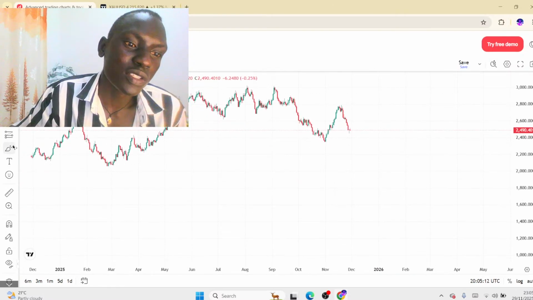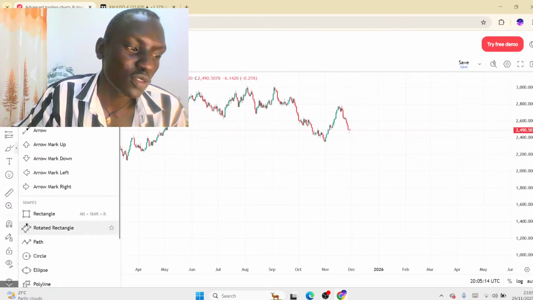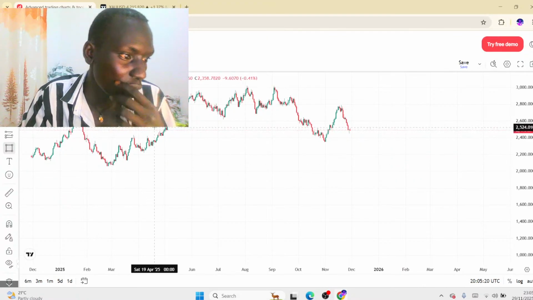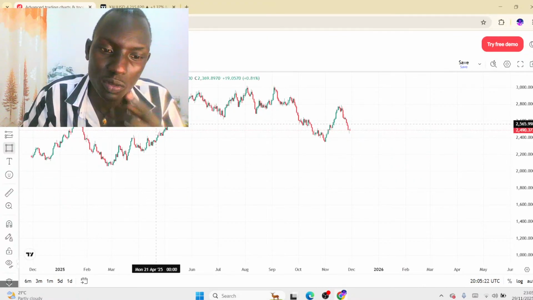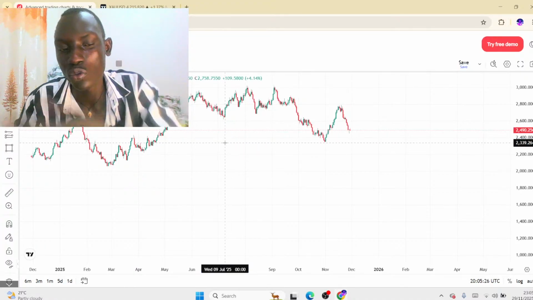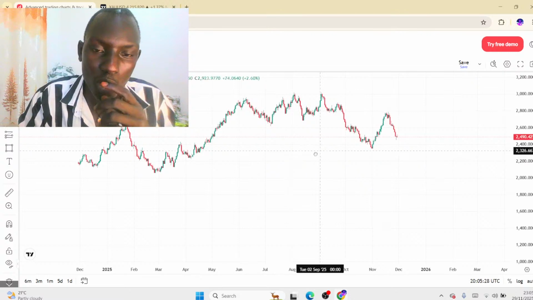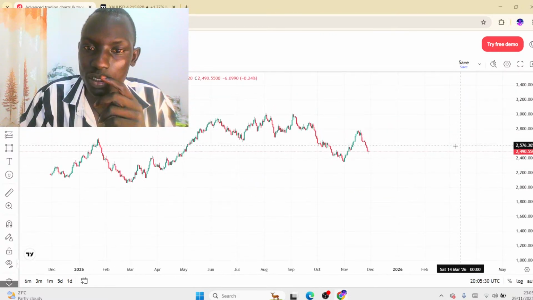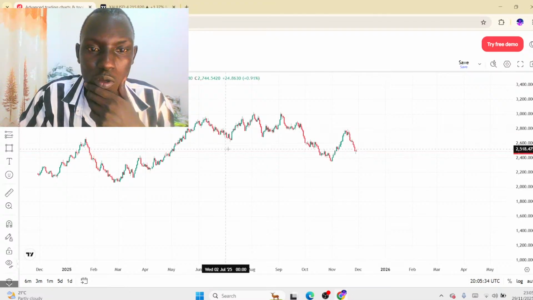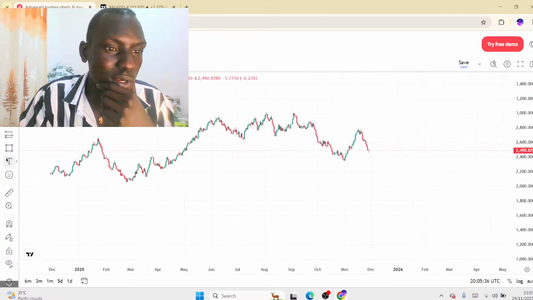So here we just get to know our zones. How do you get to know them? We just get this rectangle here. I taught you guys zones, how to get zones. You should be knowing by now how to spot the zones and how to trade the zones. All that you should be knowing by now.